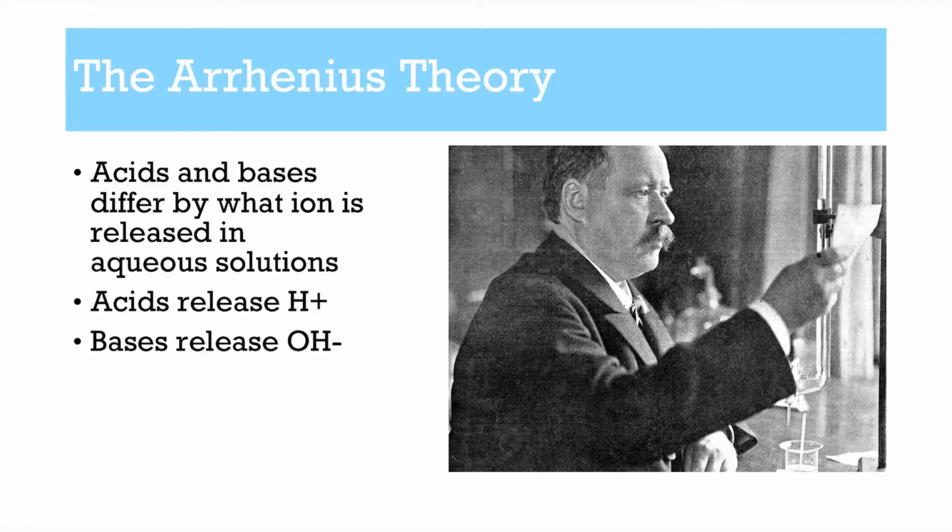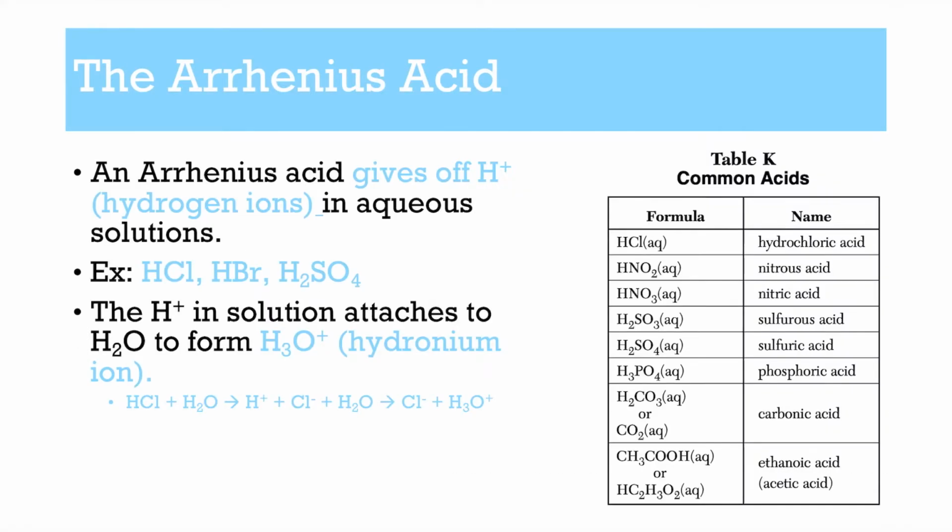Now, there are two theories we're going to briefly talk about today, and we're going to spend more time on the second one in the next video. But the first one is the Arrhenius theory. And this covers the more common acids that we see in more of the questions. So Arrhenius said acids and bases differ based on what ion is released in an aqueous solution. He said acids release H+, and bases release OH-.